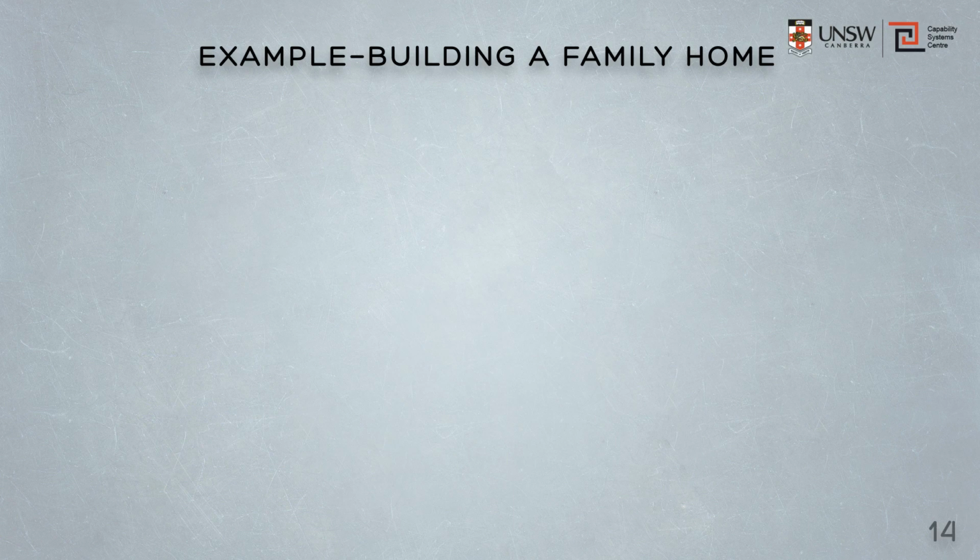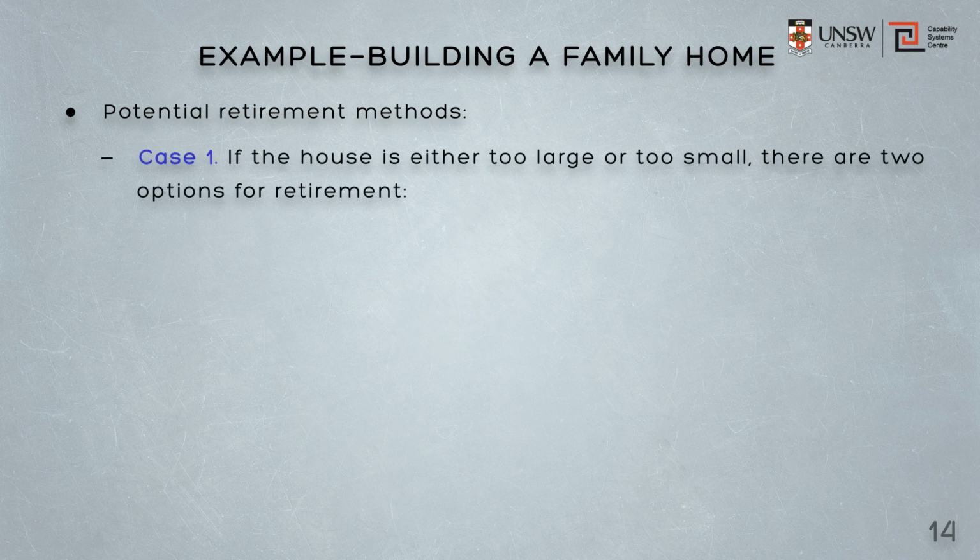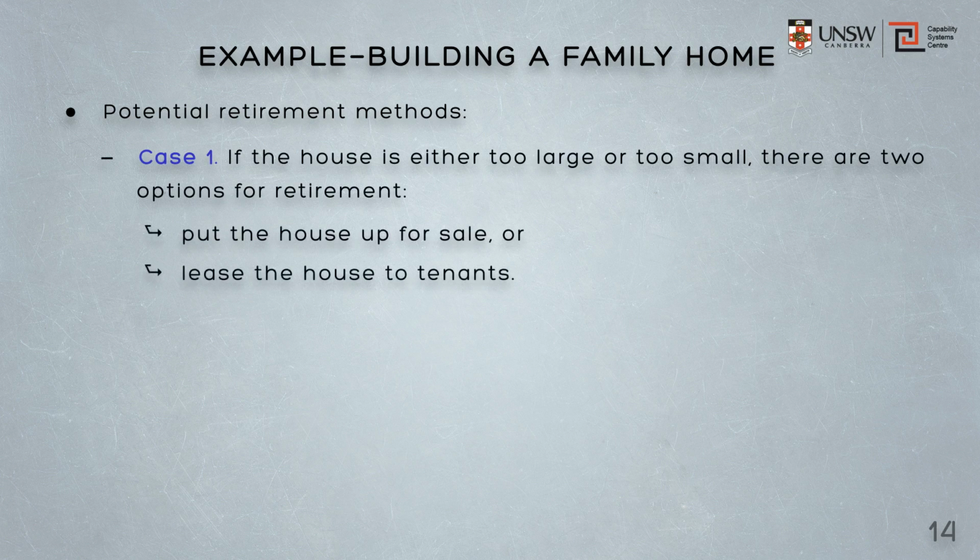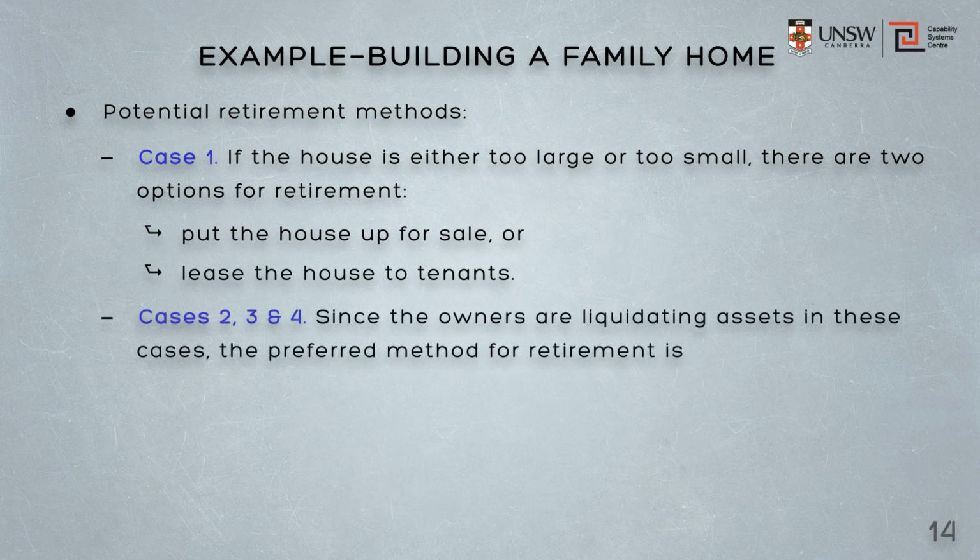So, having looked at the reasons for retirement, let's look at the possible retirement methods. Well, in the first case, if the house is uncomfortable because it's either too large or too small, there are two options for retirement. The house could be put up for sale, or it could be used as an investment property and leased to tenants. In cases 2, 3 and 4, remember the house is still useful, but the owners are liquidating their assets, and so the preferred method of retirement is sale. Noticing that in case 4, when the family is under a bit of pressure, there may be a little bit more urgency associated if the family is struggling to pay the mortgage.